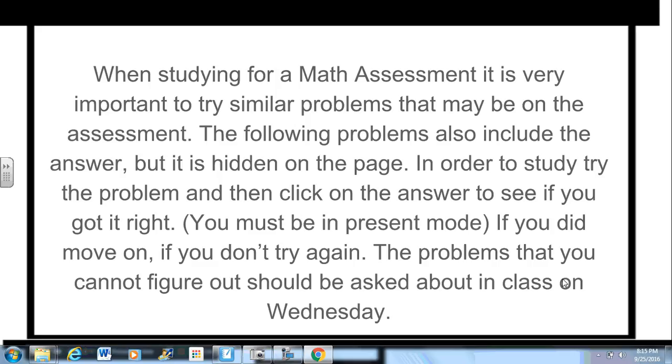I gave you a little synopsis. When studying for a math assessment, it's very important to try similar problems that may be on the assessment. The following problems also include the answer, but it's hidden on the page. In order to study, try the problem and then click on the answer to see if you got it right. You must be in present mode. If you're not in present mode, it won't reveal itself. If you got it right, move on. If you didn't, try again. The problems that you cannot figure out should be asked about in class on Wednesday.